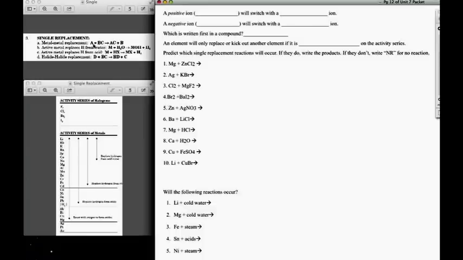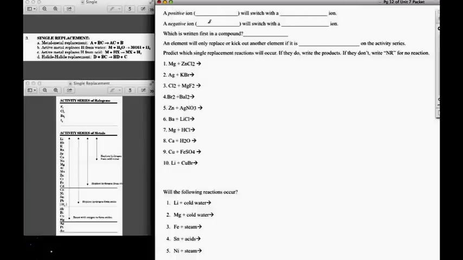Remember, for single replacement, what happens is you have one element all by itself and a compound, and that one element will kick out another element, and what you get as a product is a brand new compound, and the original element that was in that compound is going to be all by itself now. Here are a couple things that we need to talk about.